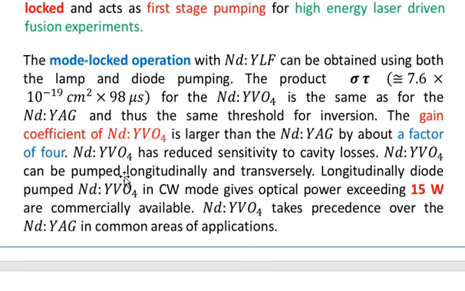Nd-YVO4 can be pumped longitudinally and transversely. Longitudinally diode pumped Nd-YVO4 in CW mode gives optical power exceeding 15 watts, and these are commercially available. Nd-YVO4 takes precedence over the Nd-YVO in common areas of applications.